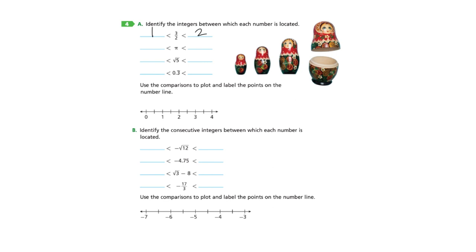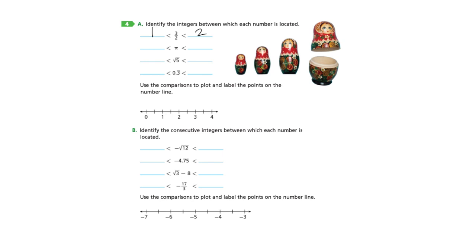And then it says use the comparisons to plot and label the points on the number line. So once you get those between which and which, you'll plot 3/2, you'll plot pi, you'll plot the square root of 5, and you'll plot 0.3 repeating. B, identify the consecutive integers between which each number is located.